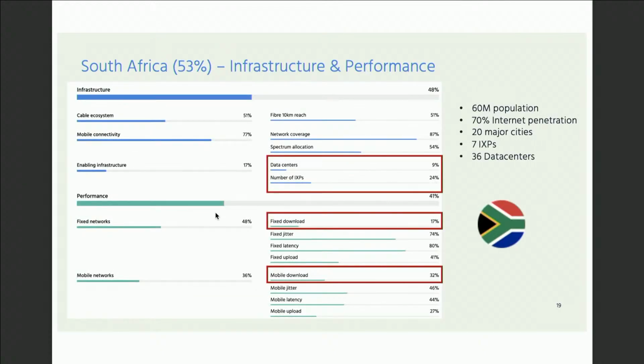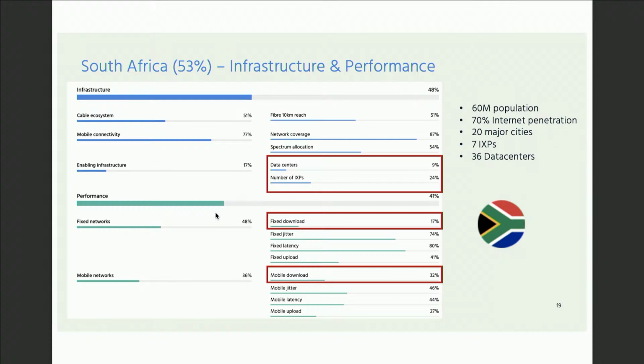South Africa, as I mentioned, has a 53% index score, and the weak points are enabling technologies. So we look at what the indicators are, what the features of the enabling infrastructure are, which is a little bit weak.